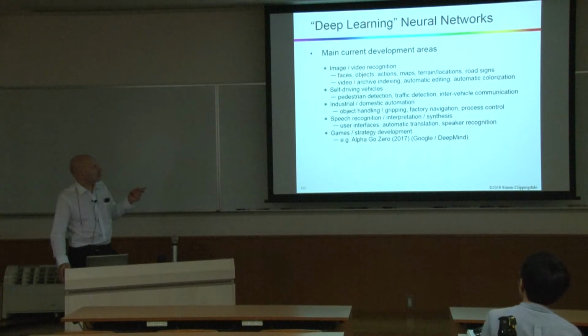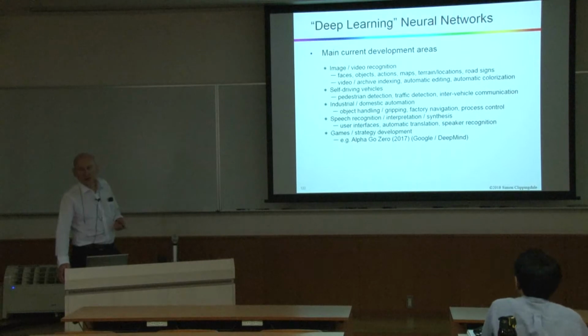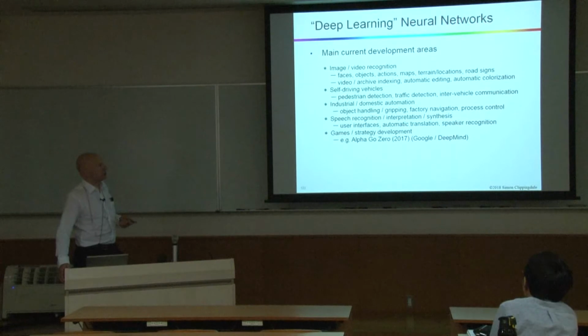So faces, objects, actions, maps, terrain and locations, recognizing road signs for autonomous driving. Video and archive indexing, automatic editing. This is things like producing an automatic summary of a video. Say you've got a half-hour TV program and you want to make a 30-second trailer. There are attempts to do this now with deep learning and other networks.